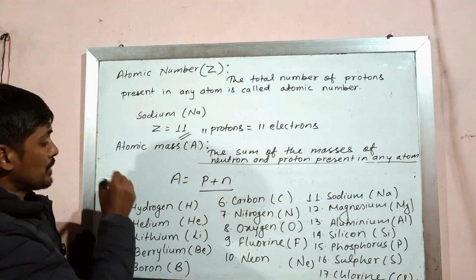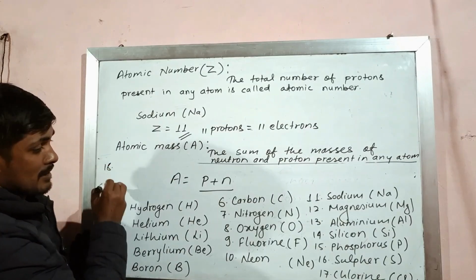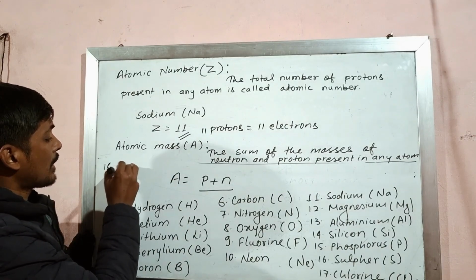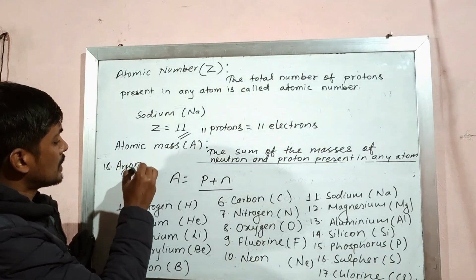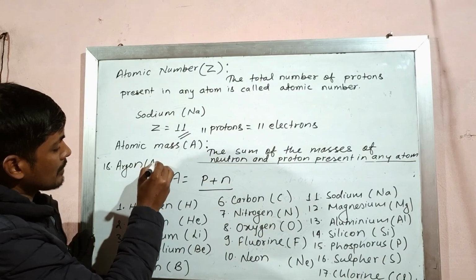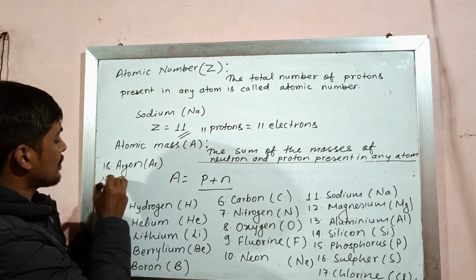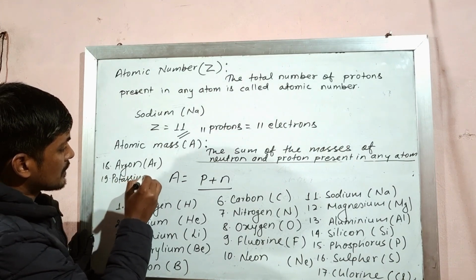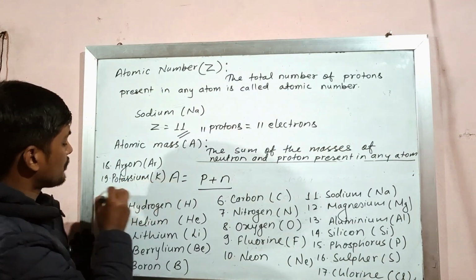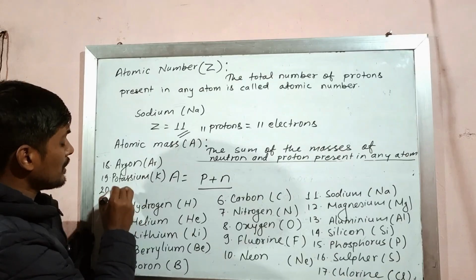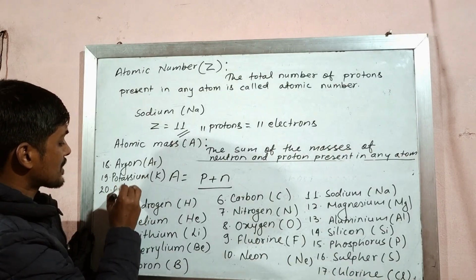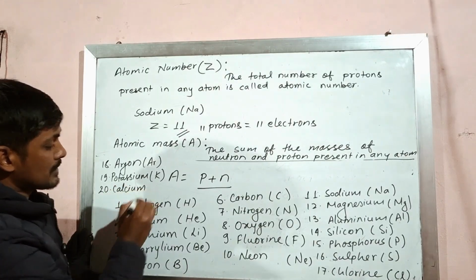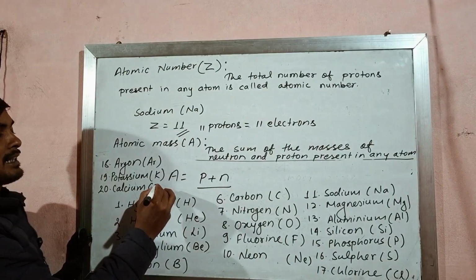If we go to 18 number, there is argon. Symbol Ar. 19 number potassium, symbol K, and 20 number calcium, symbol Ca.